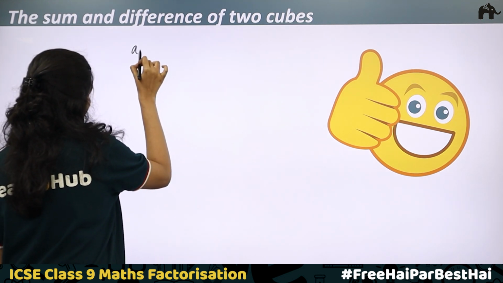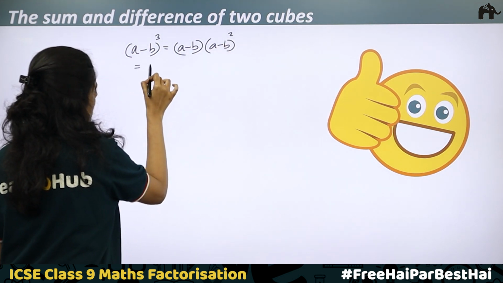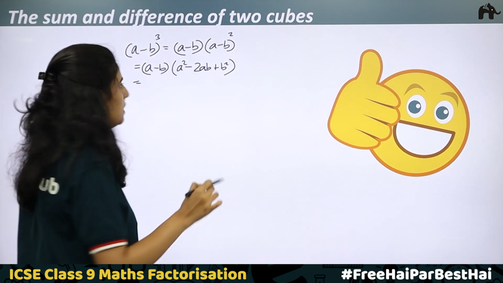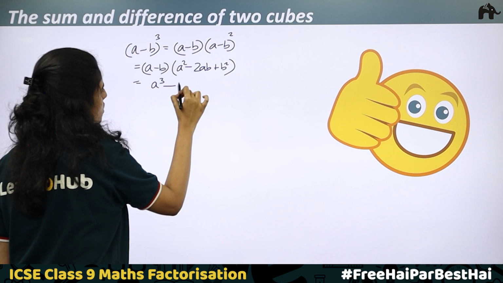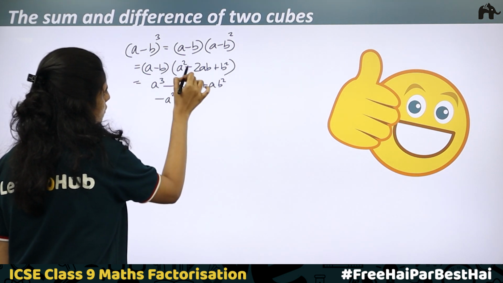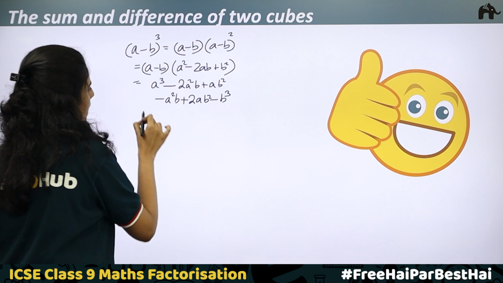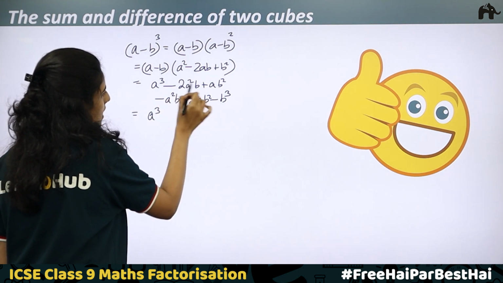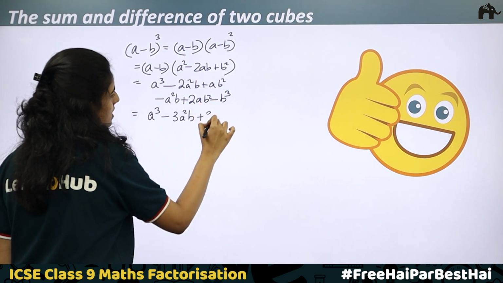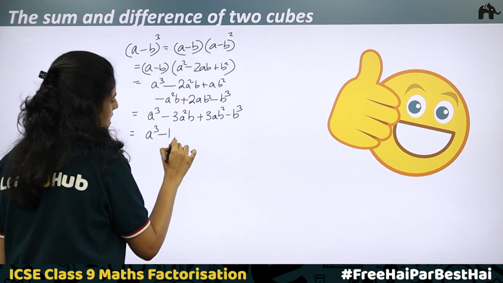Next, we know (a minus b) whole cube is equal to (a minus b) into (a minus b) whole square, which is equal to (a minus b) into (a square minus 2ab plus b square). Removing the brackets and multiplying, a into a square, a cube, minus 2a square b plus ab square, minus a square b, minus of minus plus 2ab square, minus b into b square is b cube, which is equal to a cube minus 2a square b minus a square b, which is minus 3a square b, plus ab square plus 2ab square is 3ab square, minus b cube.